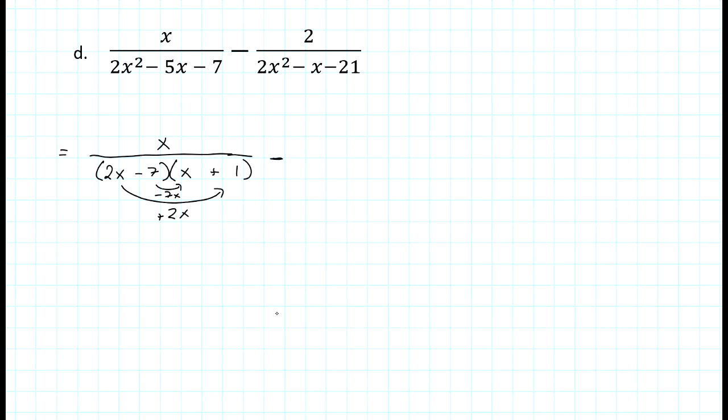Cool. And then we'll go minus our second fraction. We've got the 2 on top. The denominator, 2x squared minus x minus 21. We want to factor. Once again, for the 2x squared, we need a 2x and then an x in the first positions. Then we want a 21 in the second positions. So we could try 3 and 4. And this will give us an 8x and a 3x. And those are not going to add to negative 1 in any way.